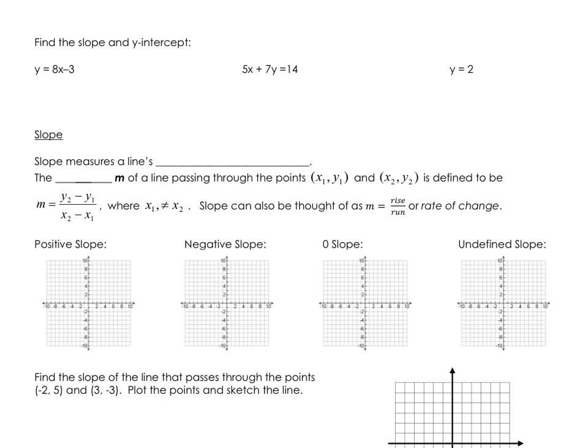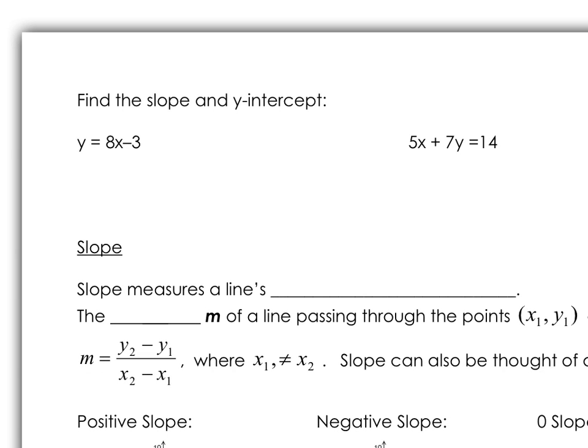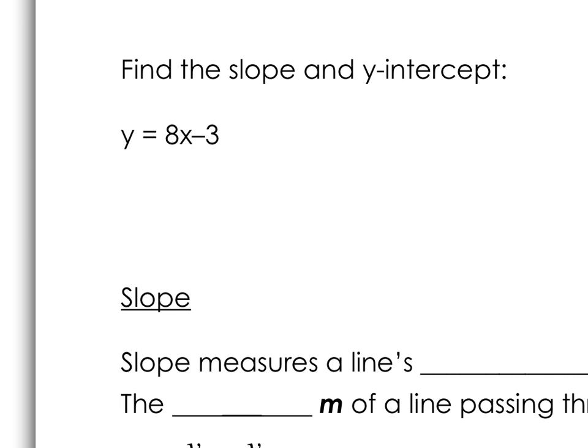Let's find the slope and the y-intercept of these problems. So our first problem, y equals 8x minus 3. Do you know what the slope is? 8. It is the number that is in front of the x. Do you know what the y-intercept is? It's always 0 in parentheses with the number that is at the end of the problem, (0, -3).